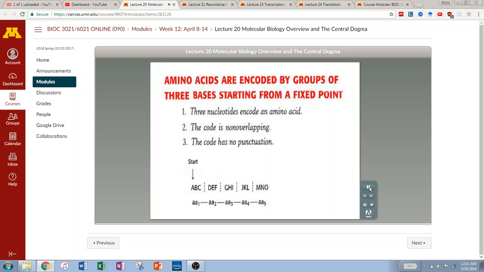Amino acids are encoded by groups of 3 bases, triplets, in messenger RNA, starting from a fixed point. 3 nucleotides encode each amino acid. The code is non-overlapping and has no punctuation. The code is degenerate for some amino acids. That means that more than one triplet codes for certain individual amino acids. The codes UAA, UAG, and UGA are termination signals that stop protein synthesis. The triplet AUG is a start signal as well as a code for internal methionine residues.